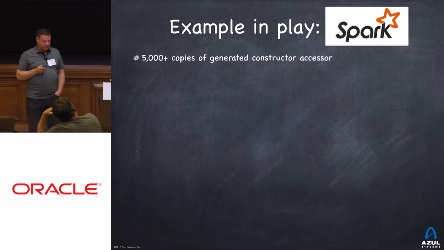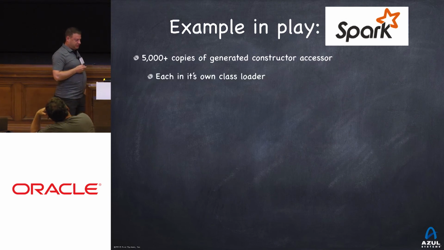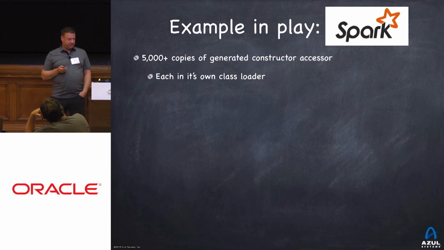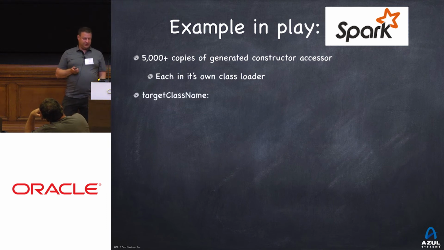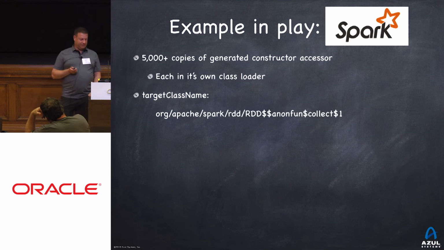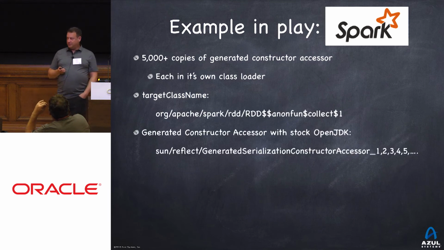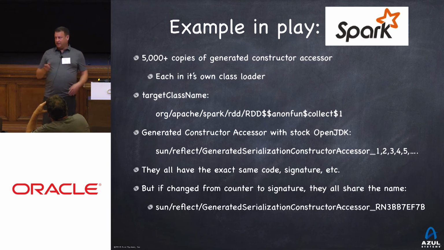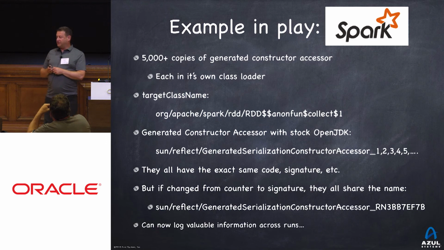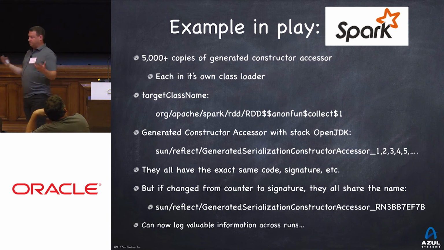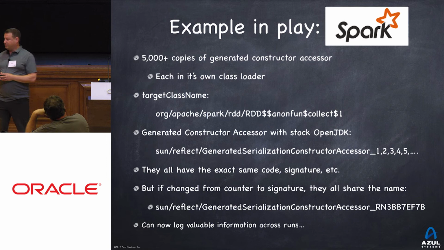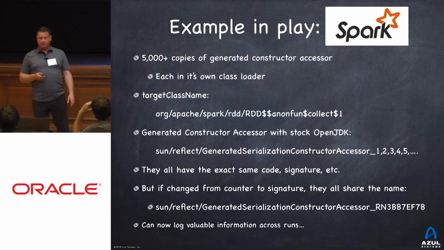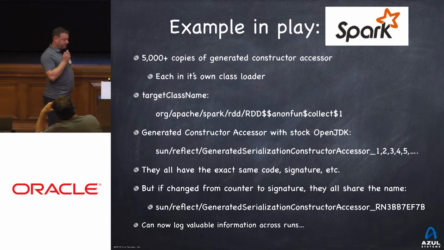In Spark, we've run into situations where the same generated constructor accessor is generated 5,000 and more times, each in its own class loader. Fun. And because it's a reflection-generated class, each one of them ends up looking like that with a number. And just changing it to instead use a hash as a name makes them all repeat, and then we could log it and apply good profiles to them. Okay, that's a practical example, just happens in the wild in a real application people do run a lot.